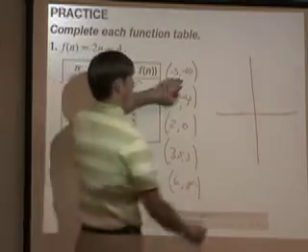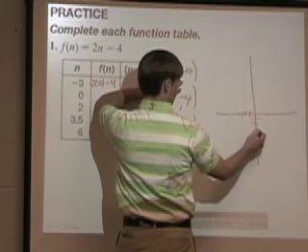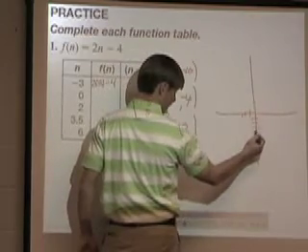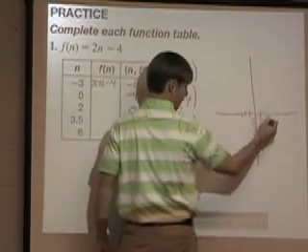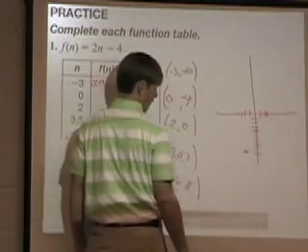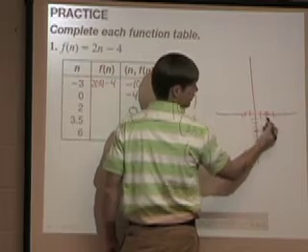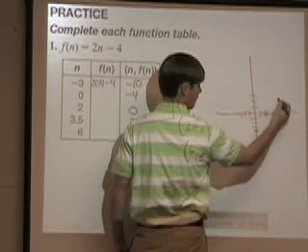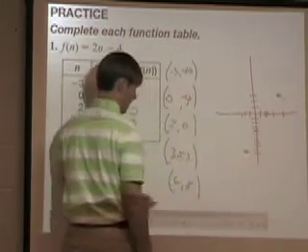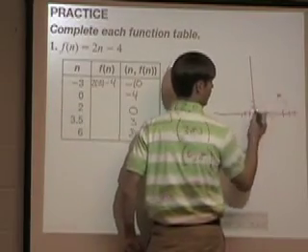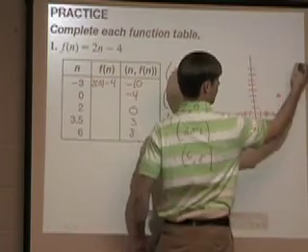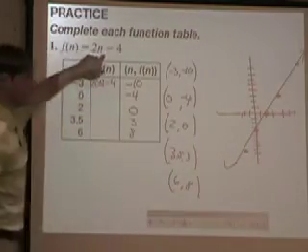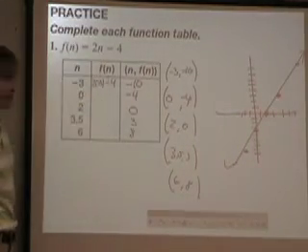So I've got -3 over, and down 1, 2, 3, 4, 5, 6, 7, 8, 9, 10. Then I've got 0, -4. Then I've got 2, 0. Then I've got 3.5, and up 3; 3.5 is in the middle between 3 and 4. And then 6, and up 1, 2, 3, 4, 5, 6, 7, 8, all the way up here. So now you connect them all, and that's what the graph of this function looks like.